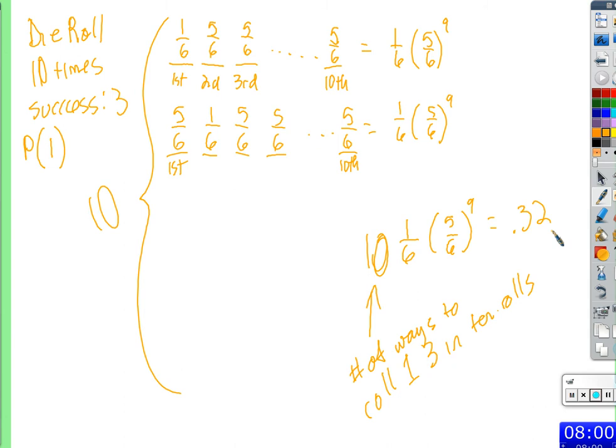Okay, so same game. Roll a die 10 times, but now we're going to get 2 threes, exactly 2 threes. And this is where it gets a little tricky. Same thing, but get 2 threes instead. Probability of 2 threes, not the number 2.